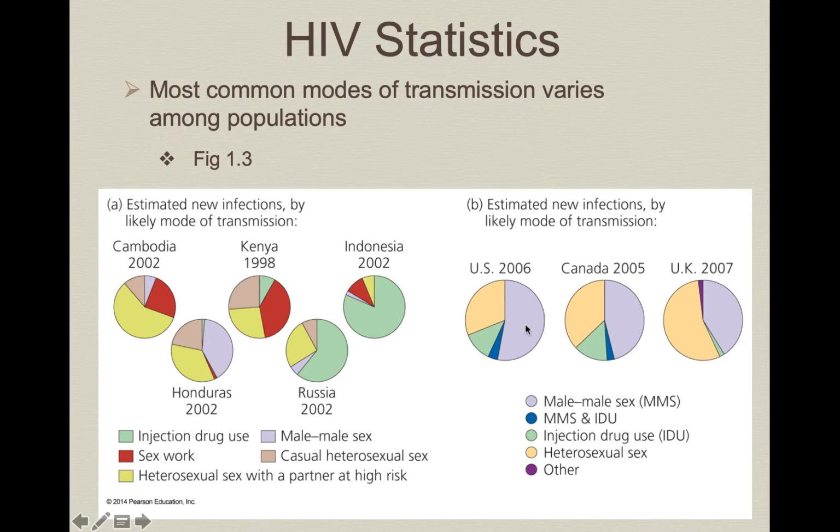Just looking at the US, Canada, and the UK, a different study showed that, again, homosexual men have the largest fraction, but look at the high fraction of heterosexual sex. So I'm urging everyone not to adopt the stereotype that that's the only way you can get it, either through homosexual sex or IV drug use. Heterosexual sex is a major transmission mode.